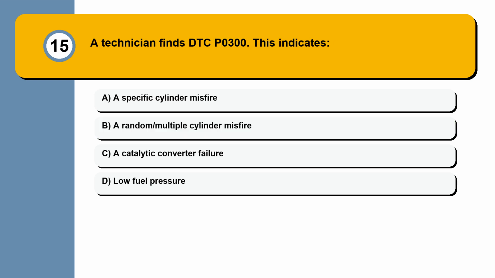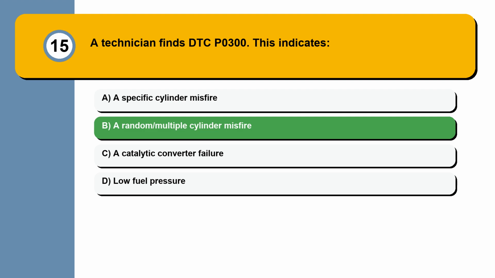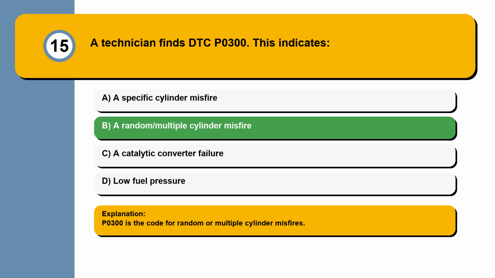Question 15. A technician finds DTC P0300. This indicates a specific cylinder misfire, a random/multiple cylinder misfire, a catalytic converter failure, low fuel pressure. P0300 is the code for random or multiple cylinder misfires.